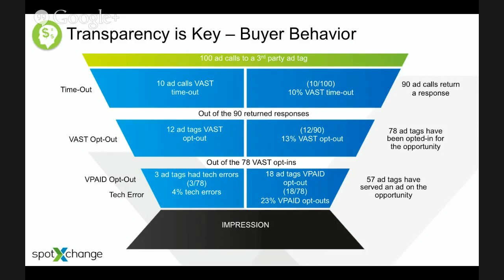Lastly, and not least, the impression is served at the bottom of the funnel. So really, as a publisher, you should focus on what buyers are bringing to the table, and really do they have their own proprietary demand.